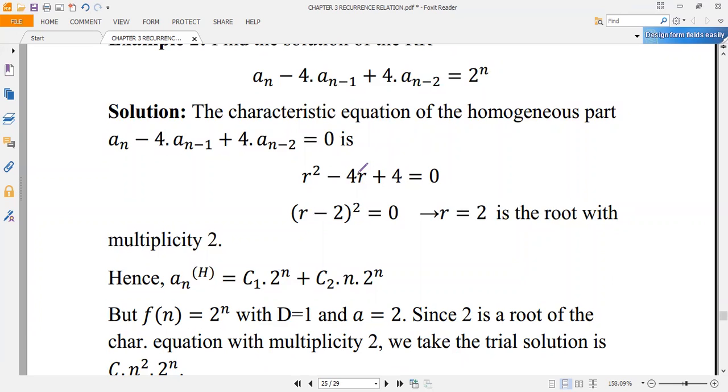So what are the numbers whose sum is minus 4 and whose product is 4? It is minus 2 and minus 2. So (r minus 2) the whole squared is equal to 0. So that is a perfect square. r is equal to 2 is the root of the characteristic equation with multiplicity 2.